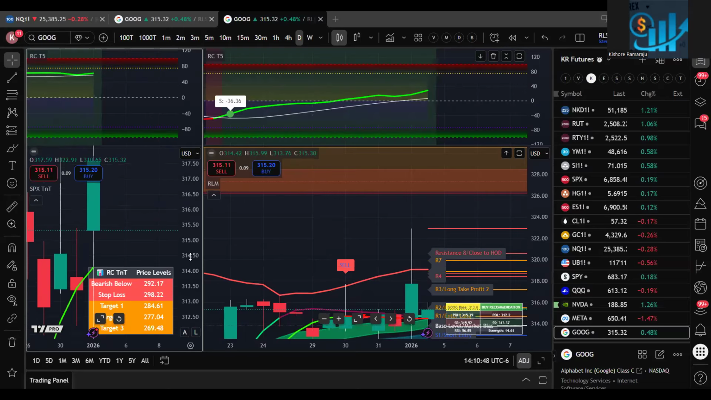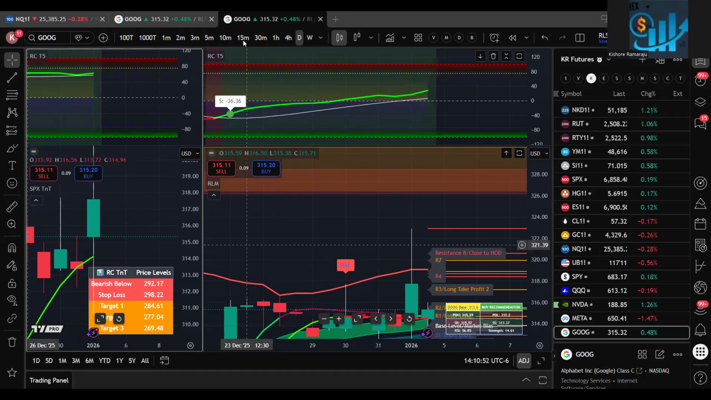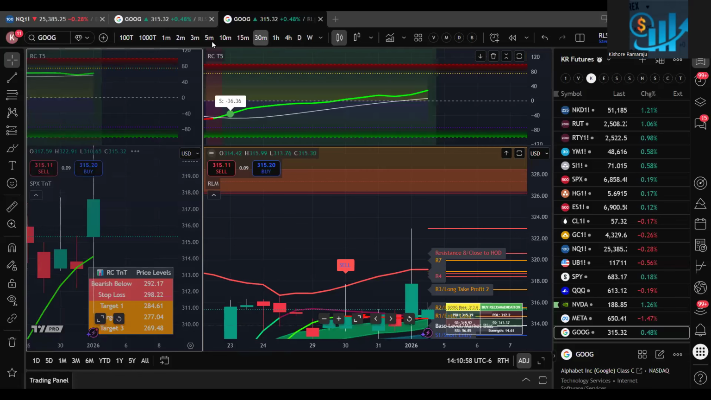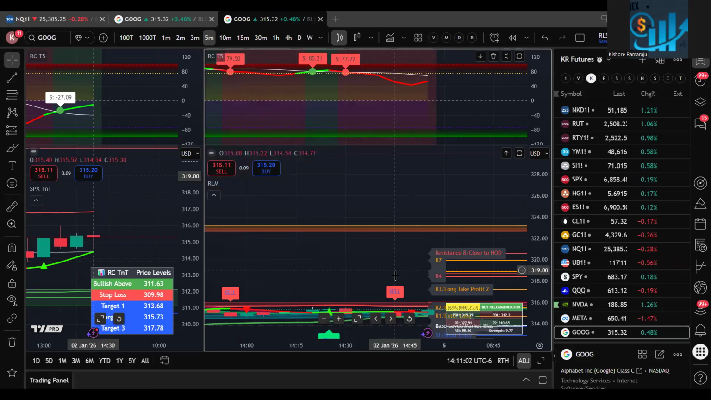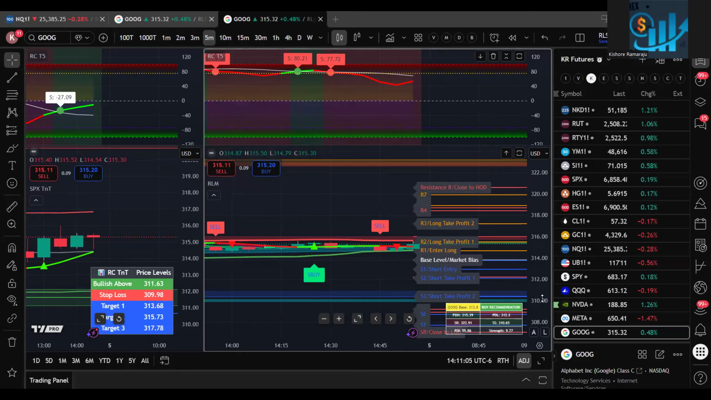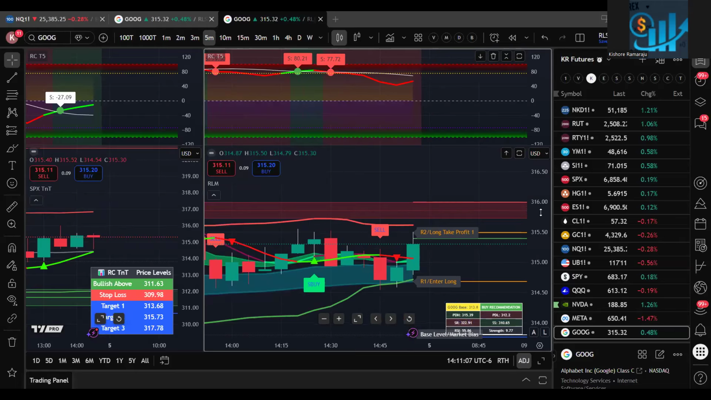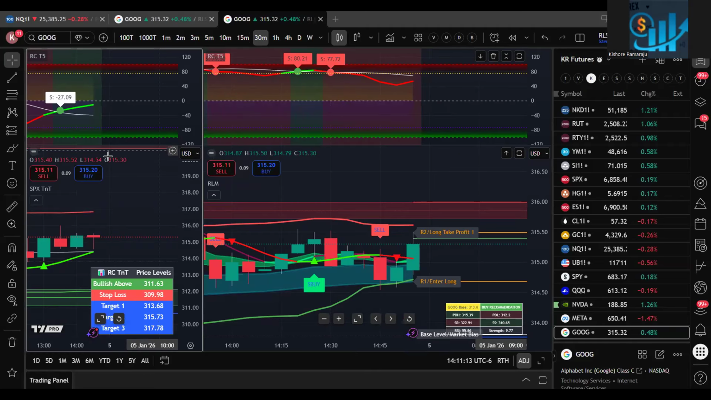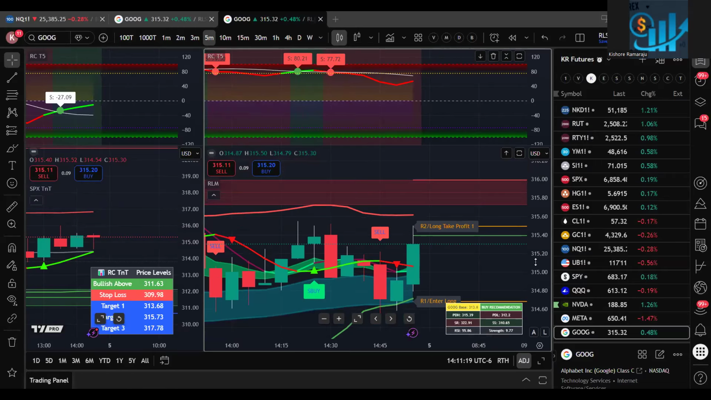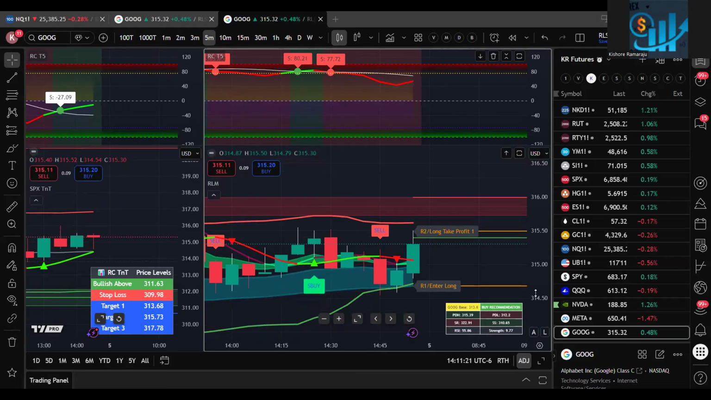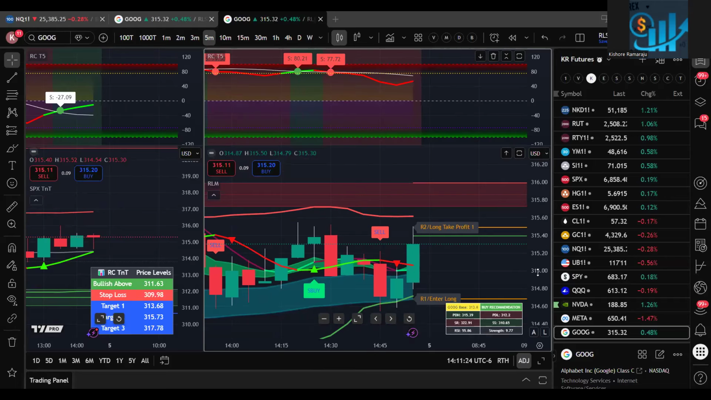If you want to take more trades, then you use 30 minutes for your reference, for your planning, and then use 5 minutes for your execution. If you are someone who doesn't want to keep watching the charts every day, and doesn't want to take too many trades, then use daily here and use 4 hours here. So that is very important, where you need to understand what type of trader you are. Are you a scalper? Are you a day trader? Or are you a swing trader?